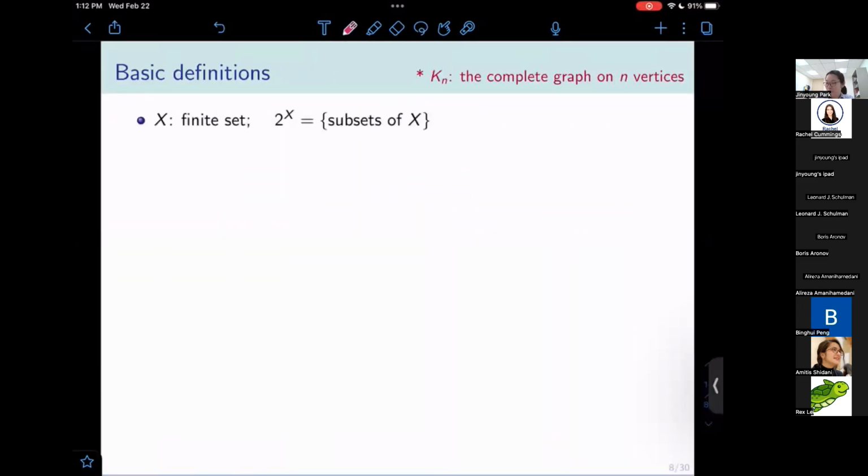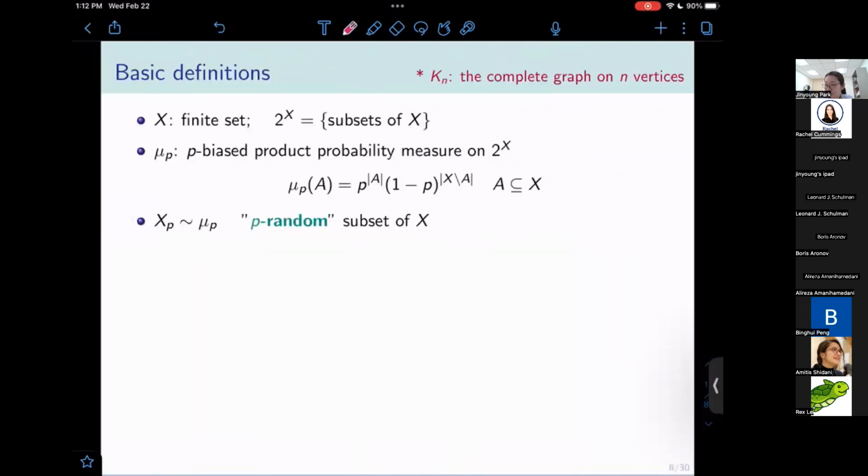Then, to introduce the notion of thresholds, let me start from some basic definitions. Our theory is not just for the random graph, but for any finite set. Here we use X for a finite set and 2 to the X, as usual, for the power set of X, which is the collection of subsets of X.